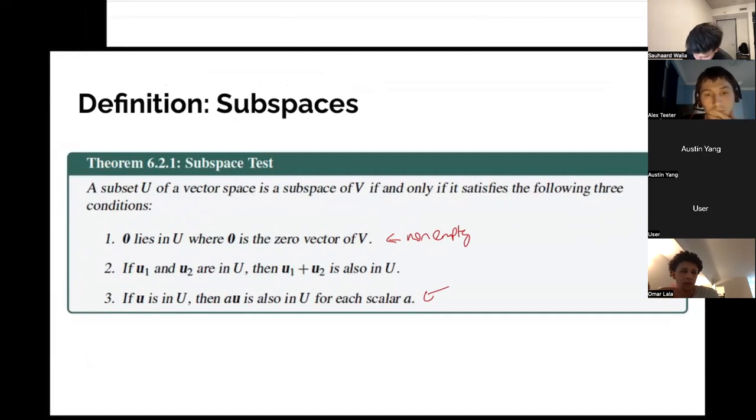What I wanted to make the point was, this is used to just prove non-emptiness. The 0 vector can actually be gotten from property number 3, because 0 multiplied by 0 is still a scalar, right? And 0 multiplied by any u, a part of big U, would also give you 0. So you can get that from there as well. But yeah, that's all I wanted to say there.